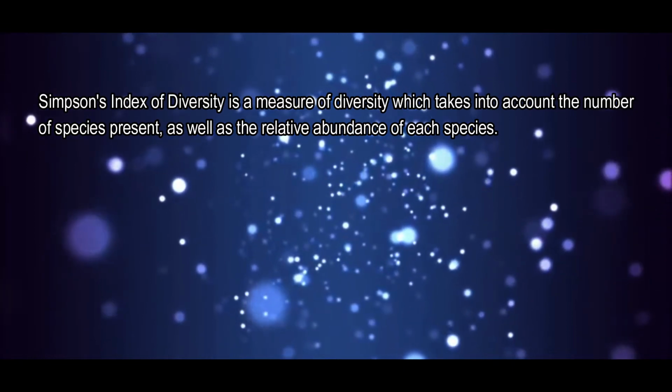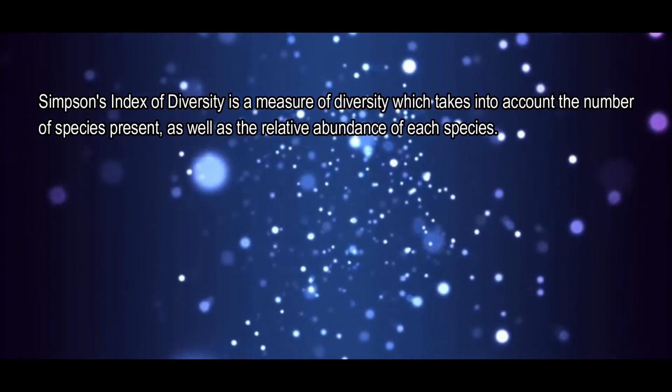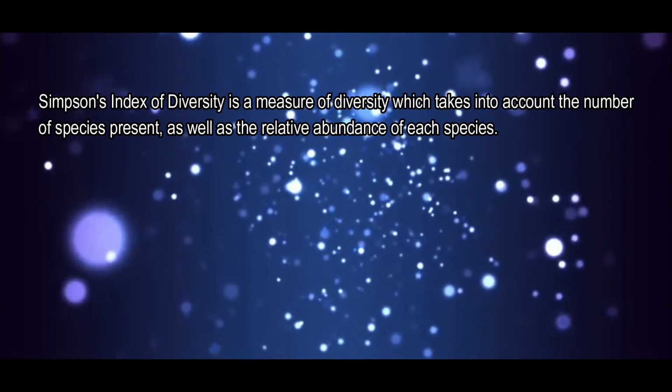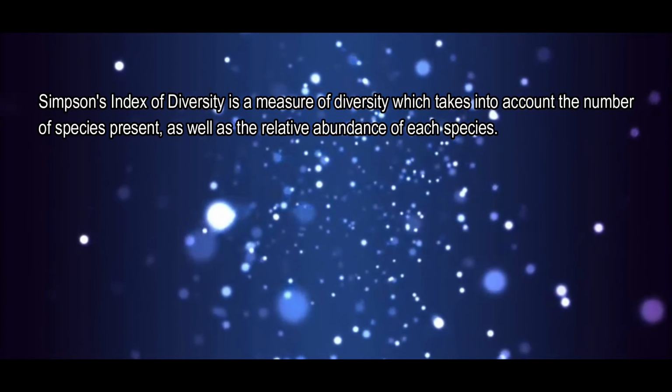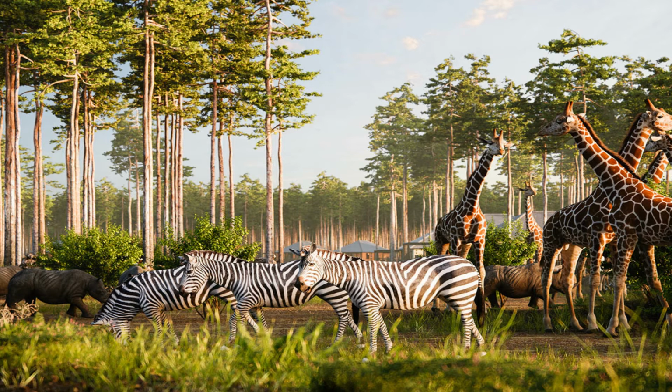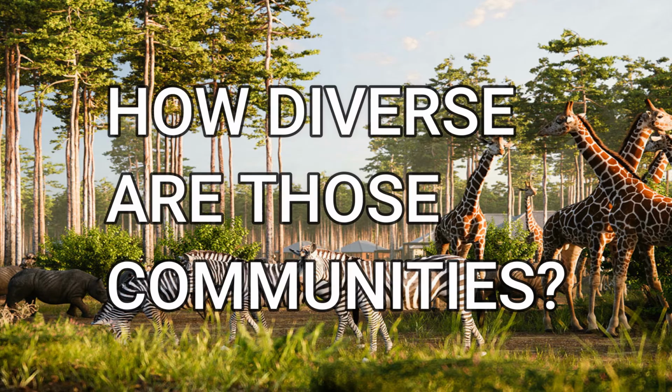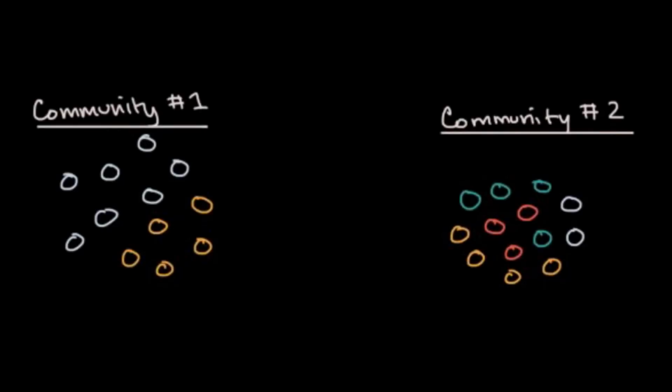Simpson Index of Diversity is a measure of diversity which takes into account the number of species present, as well as the relative abundance of each species. When we look at communities of organisms, an interesting question to think about is, how diverse are those communities? Here, I have two example communities, and each of them is made of species of circles. Each species is represented by a different color.